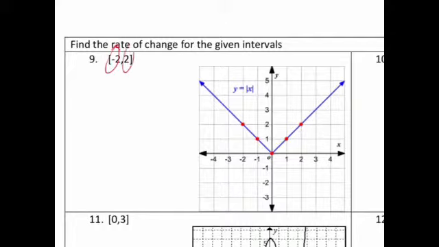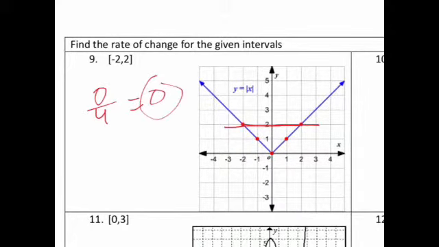We have an interval from negative 2 to 2. So you go where x is negative 2 and 2, and you're going to have these points. What's the average rate of change between the points? Well, if you were to draw a line, it has no rise and a run of 4. So the rise is 0, run of 4. You're going to get an average rate of change of 0.